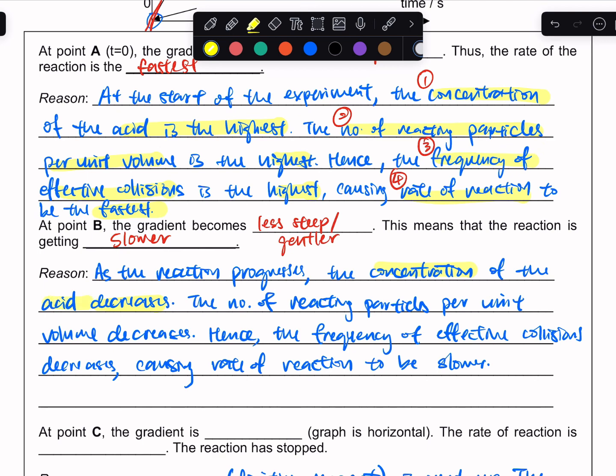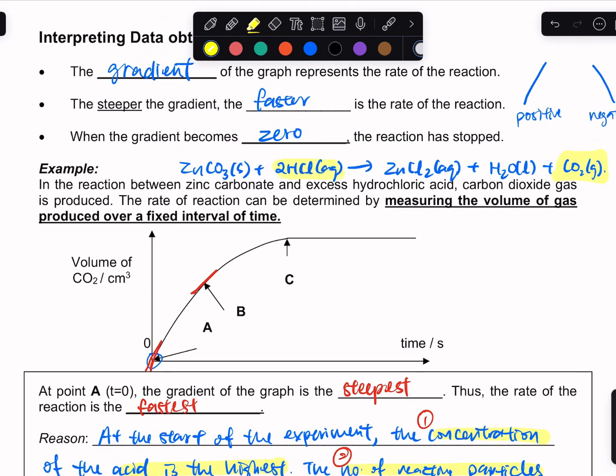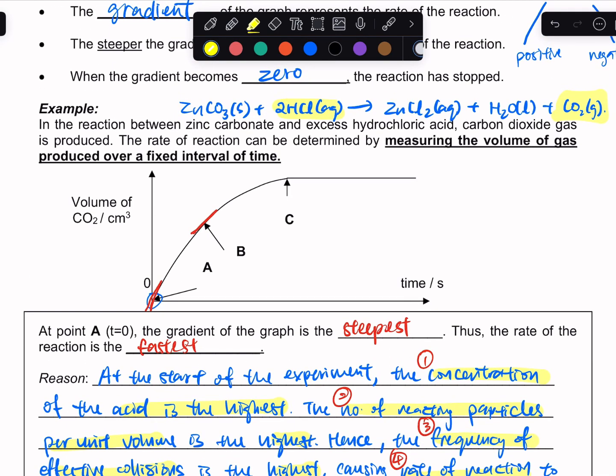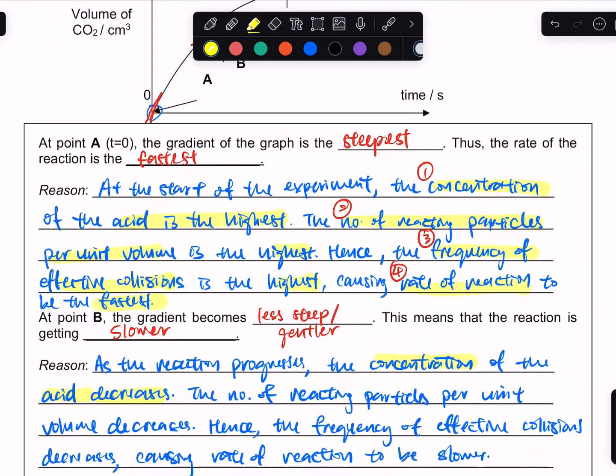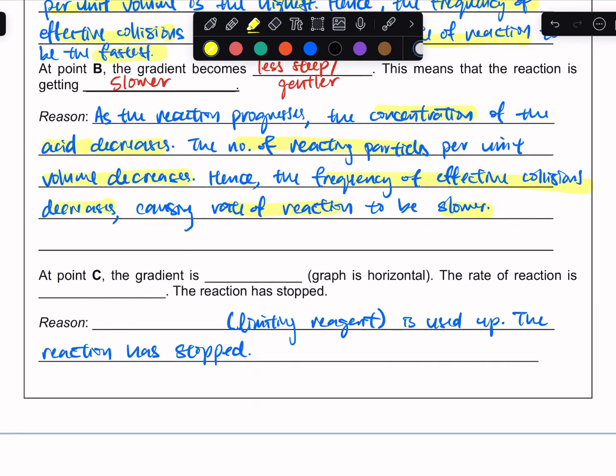Why? Concentration should only be used for things in aqueous state. So that's why we specify that it's hydrochloric acid. The number of reacting particles per unit volume decreases. Hence, frequency of effective collision decreases, rate of reaction slower. Again, we are answering in the same 4 steps.